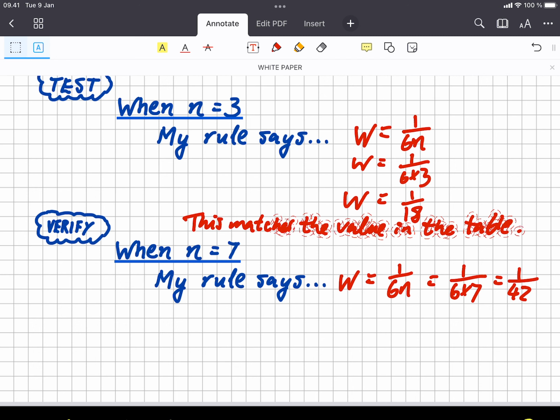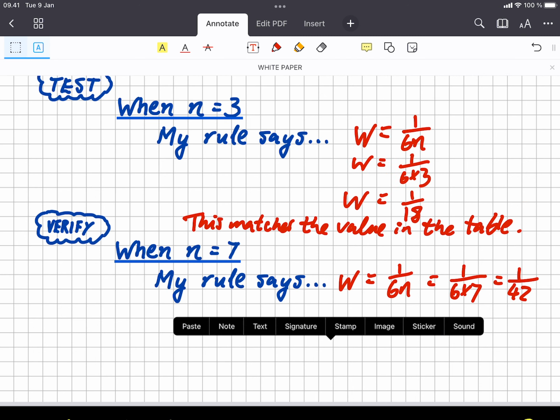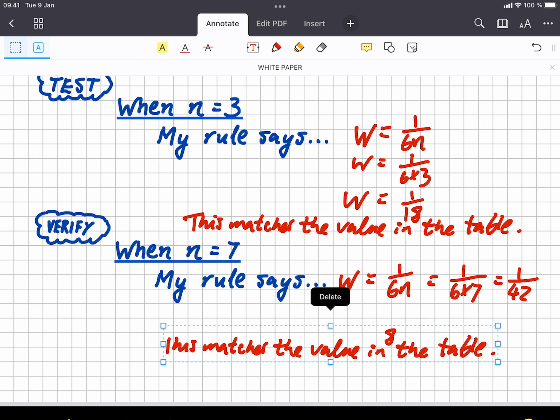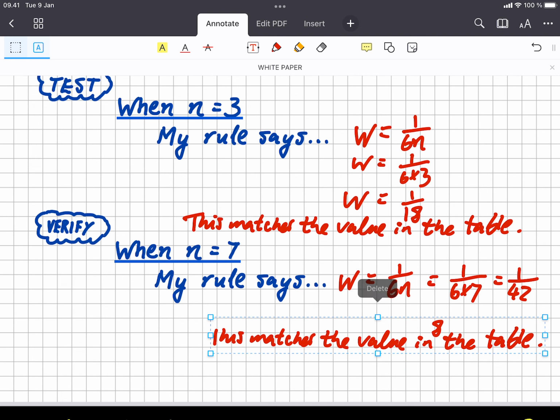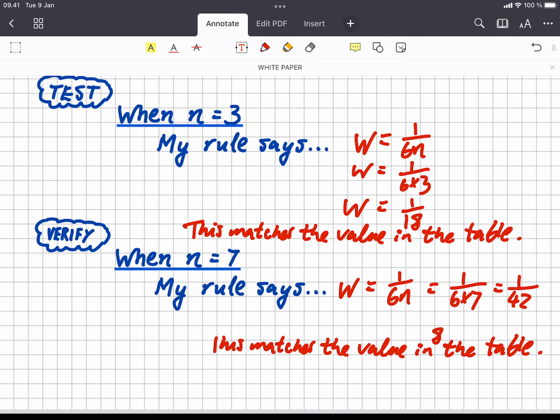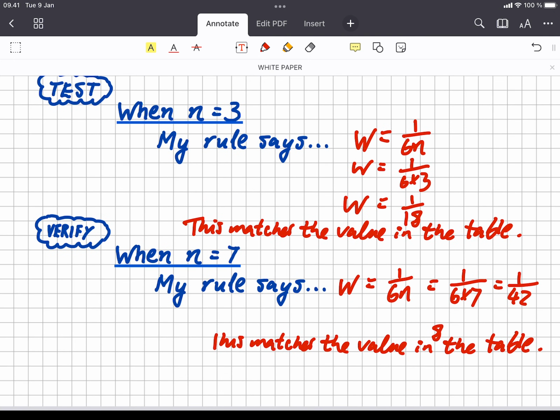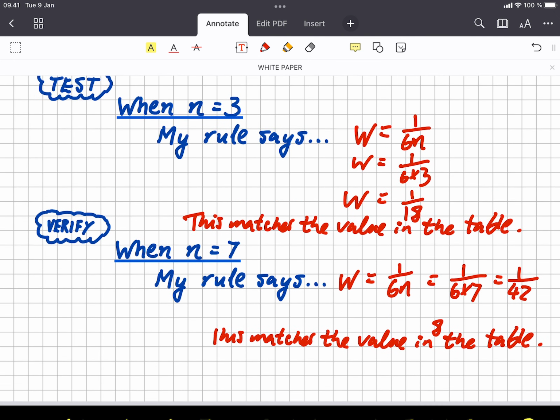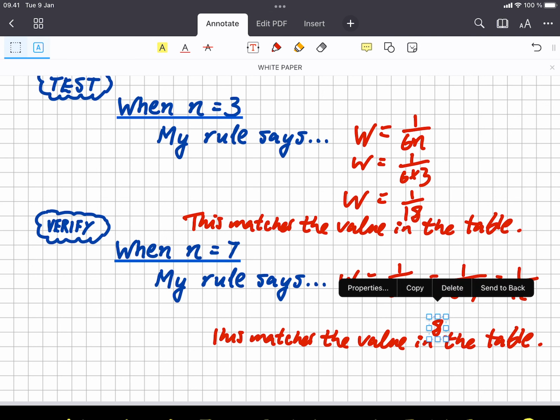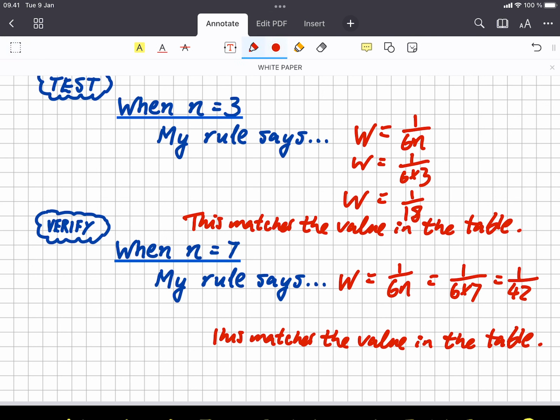This matches the value in the table, so I'll just copy and paste that. This matches, that didn't quite go to plan. Get rid of that, if I can. Click that, do that. Boom.